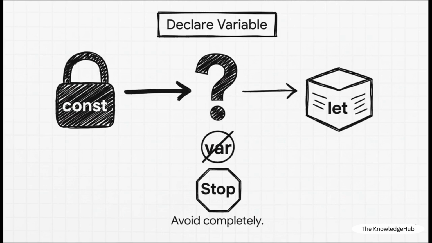And here it is, your cheat sheet, your new mantra for JavaScript variables. Number 1, use const by default. For everything, it's just safer. Only, and I mean only, switch to let if you know for a fact that the value needs to change later on. And of course, just stay away from var completely. It'll save you a world of hurt.